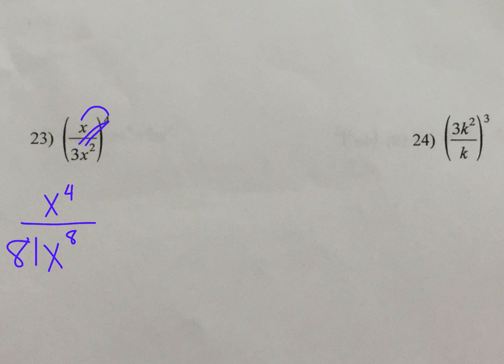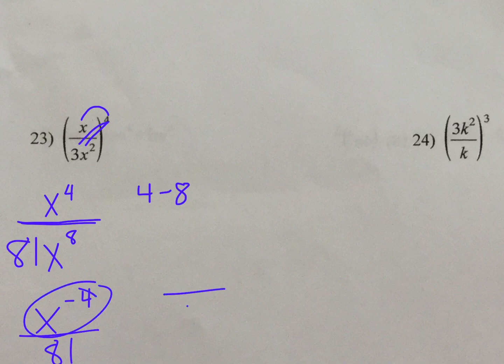Okay. Now, I've got a number on top and a number on bottom that go with the x's. And remember, when we see division, we subtract 4 minus 8. So now I've got x. 4 minus 8 is negative 4 over 81. And now that guy is making bad choices, so he's got to go downstairs with the 81. And we'll just leave a 1 up top as a placeholder.